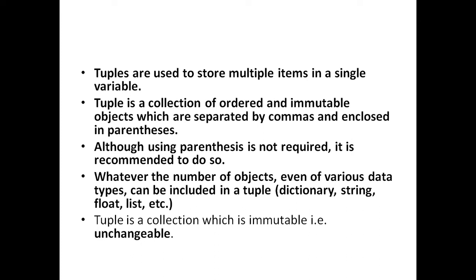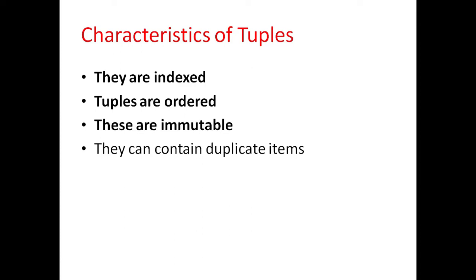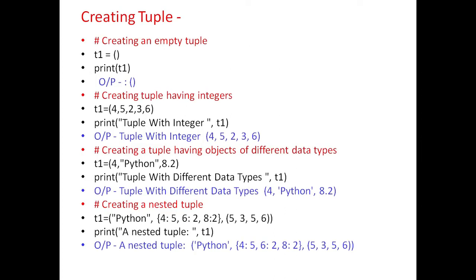Any number of objects, even of various data types, can be included in a tuple, such as dictionary, string, float, list, etc. Tuple is a collection of immutable objects, that is, it is unchangeable. Different characteristics of tuples are: they are indexed, they are ordered, they are immutable, and they can contain duplicate items. There are different ways of creating a tuple.